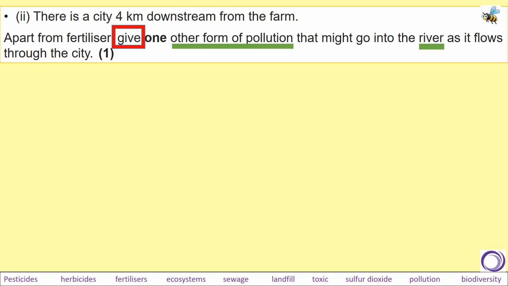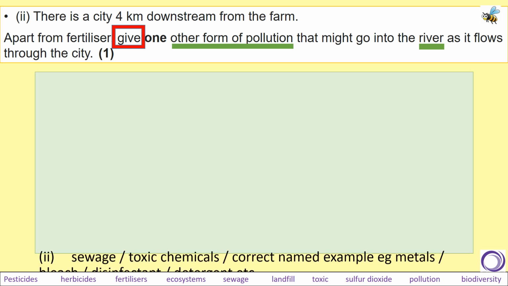The second part of the question was a 1 marker, and as you can see, I've boxed the command word give and underlined a few key points: other form of pollution and river. So let's see how you've done on this.